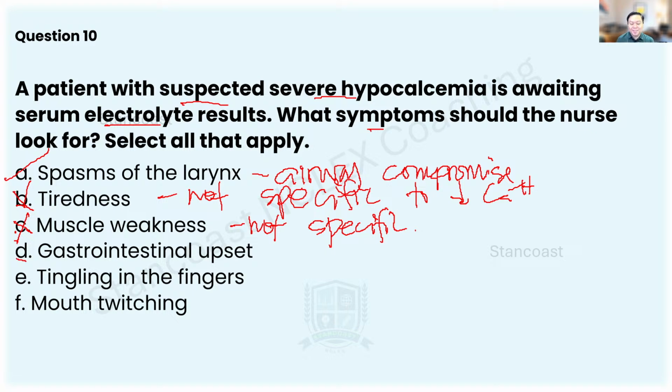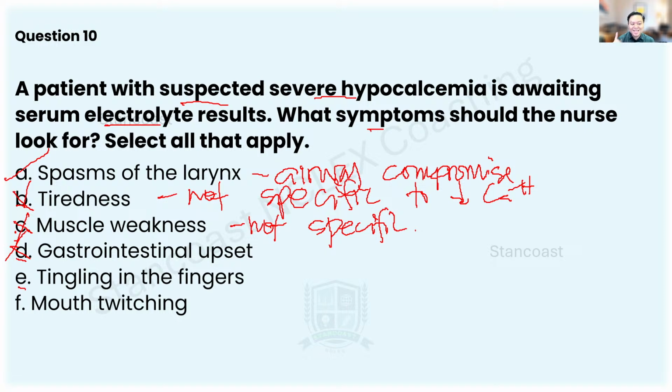What about letter D? Gastrointestinal upset. Will this be one of those? No. The patient that has the gastrointestinal upset, let's say vomiting or nausea, they are not typically indicators for the low calcium level. These are more typical manifestations of neurological symptoms. So we are also getting rid of the letter D.